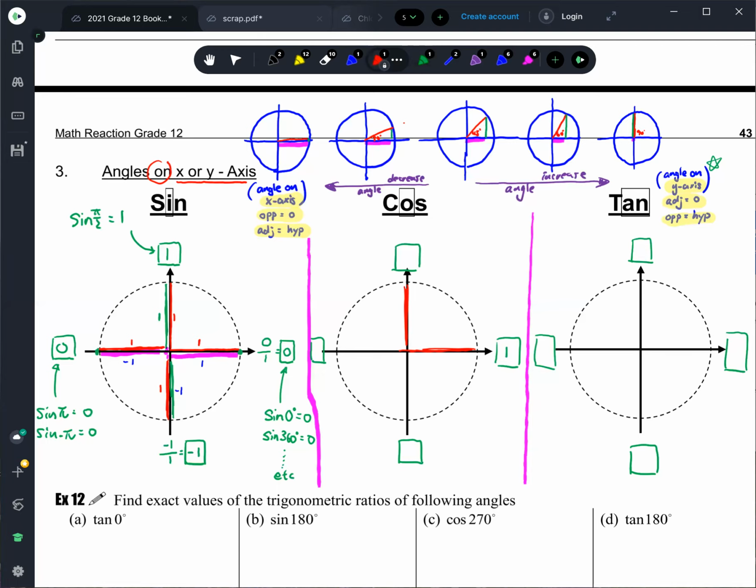Okay, Susan, what do you get for 90 degree cosine? You get 1. It's on the y-axis, right? On the y-axis, which side disappeared? Adjacent disappeared, right? So adjacent is 0. We're doing cosine. Cosine is adjacent over hypotenuse. So 0 over a number, right? So it'll be 0.